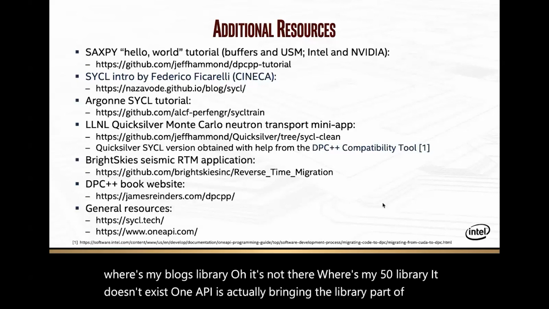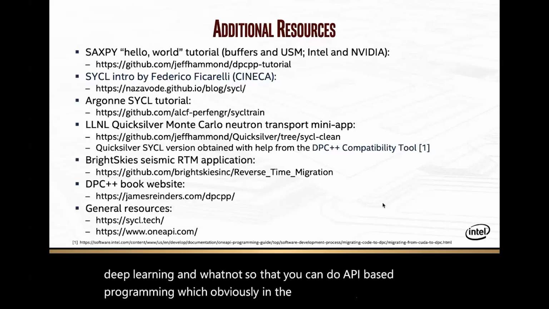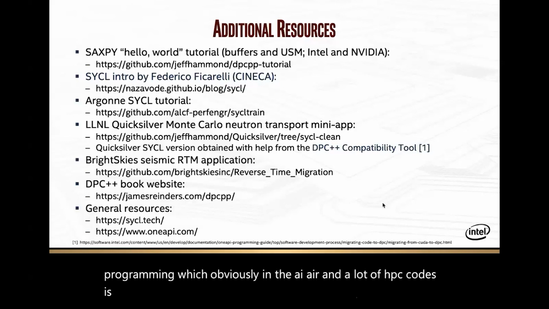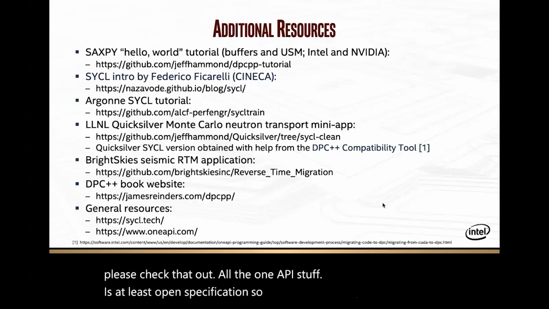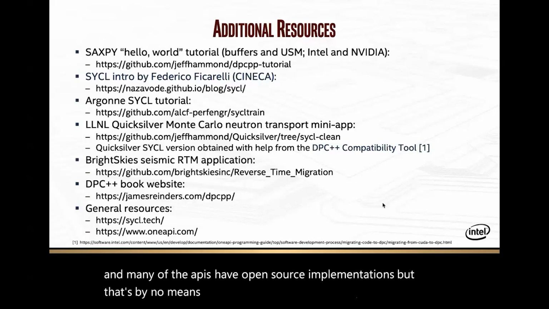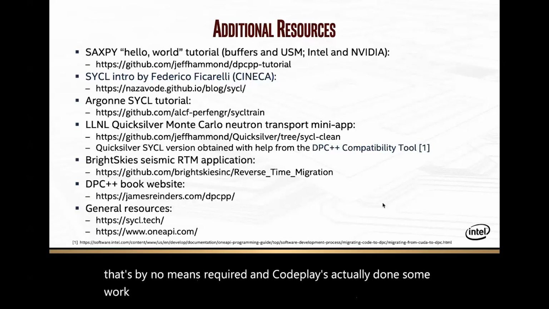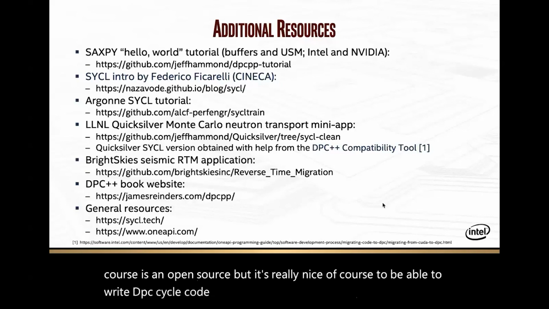So that you can do API-based programming, which obviously in the AI era and on a lot of HPC codes is really, really important to have those libraries as well. So please check that out. All the oneAPI stuff is at least an open specification, so there's nothing proprietary in the API, and many of the APIs have open source implementations, but that's by no means required. And Codeplay has actually done some work to port the oneMKL BLAS interface to cuBLAS, which of course is not open source, but it's really nice to be able to write DPC++ SYCL code on an NVIDIA device, but also to be able to call DGEMM and whatnot.